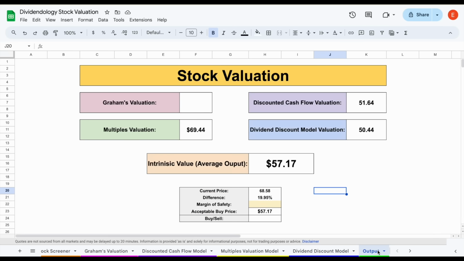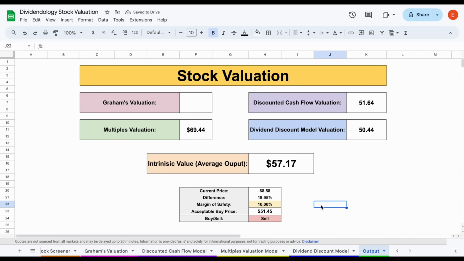So when we jump over to the output tab, you can see in the scenario, we're actually not using Graham's valuation. And the reason behind this is I don't feel like it's a great way to value very mature companies. It leans heavily on the earnings per share growth. So with the three valuations that we used, we come to an intrinsic value of about $57.17 per share. Now, this is around a 20% difference from the current trading price of the company, and even with a 10% margin of safety, our acceptable buy price comes all the way down to around $51.45.